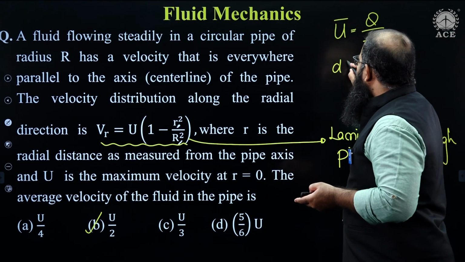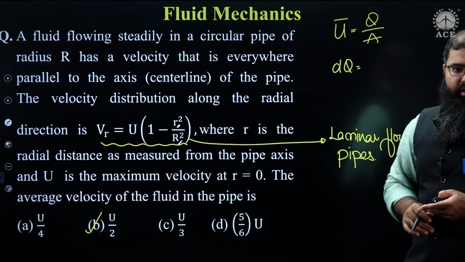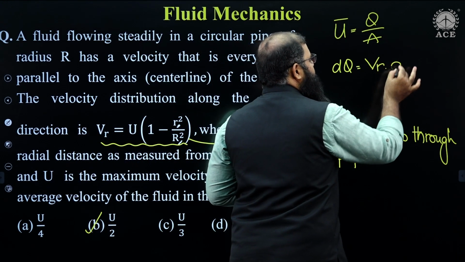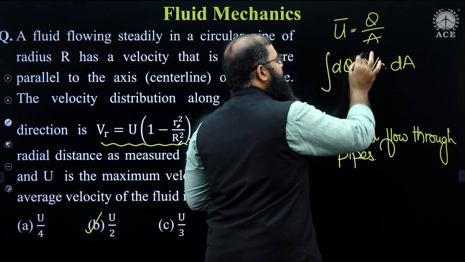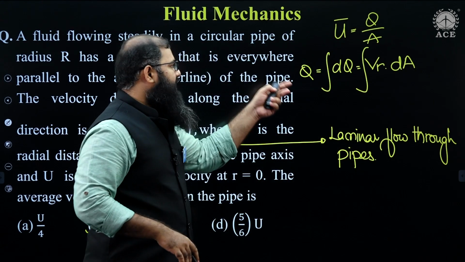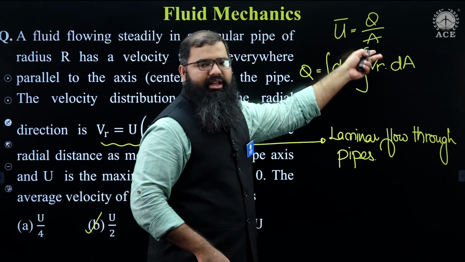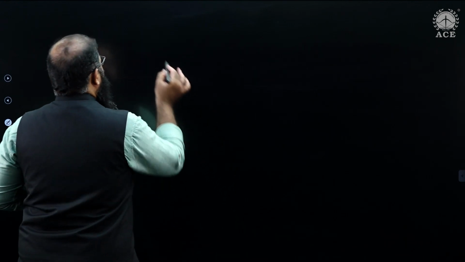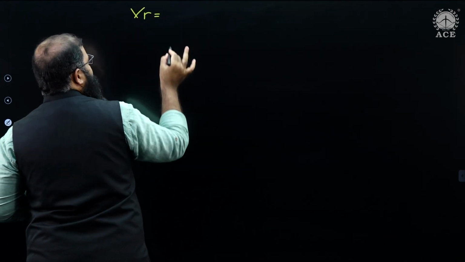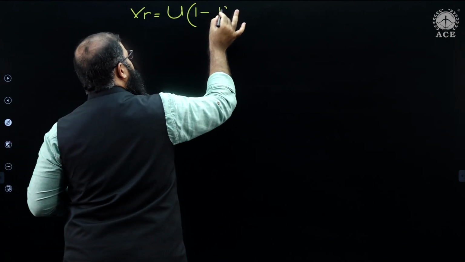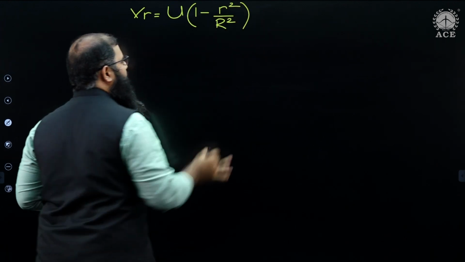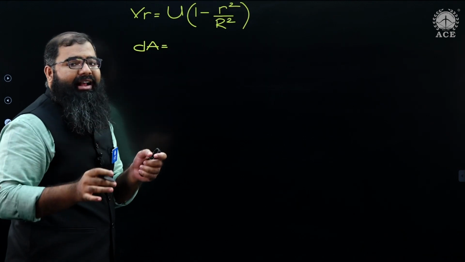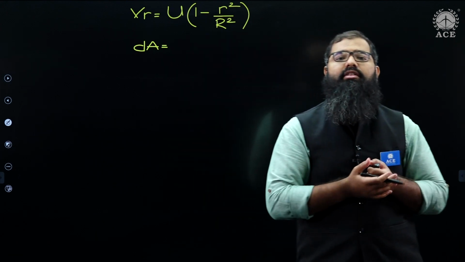I can say the differential discharge over here is equal to local velocity times differential area. Local velocity is V_r times differential area. Then I would integrate this to get the value of complete discharge. Once I get the value of complete discharge, I would put it in over here. I would use the area as pi r square and I would get the value of average velocity. Let us do that also. Now, I know that V_r over here is equal to maximum velocity into 1 minus r square upon capital R square. What is the differential area you would have? This differential area is supposed to be a ring element inside that particular circular cross section.